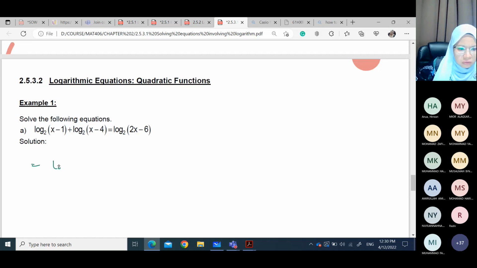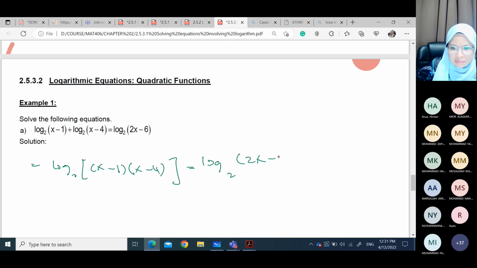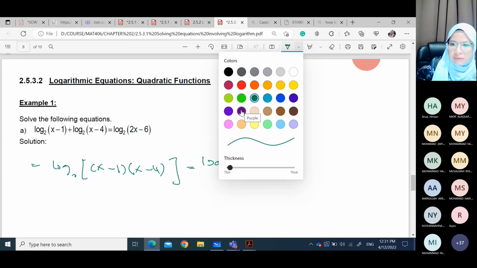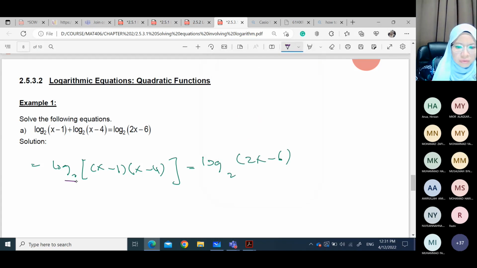So yang ini log 2 plus. So plus maknanya kita darab lah. So we have x minus 1 times, darabkan dengan x minus 4. Okay, so it is equivalent with log 2, 2x minus 6. Sekarang ni, beza tadi kita dapat nilai kat sebelah tu kan. Yang ini dia ada log 2. So means that, untuk carikan nilai x tu, x minus 1 times x minus 4 equivalent with this one. Dia sama juga dengan nilai 2x minus 6.